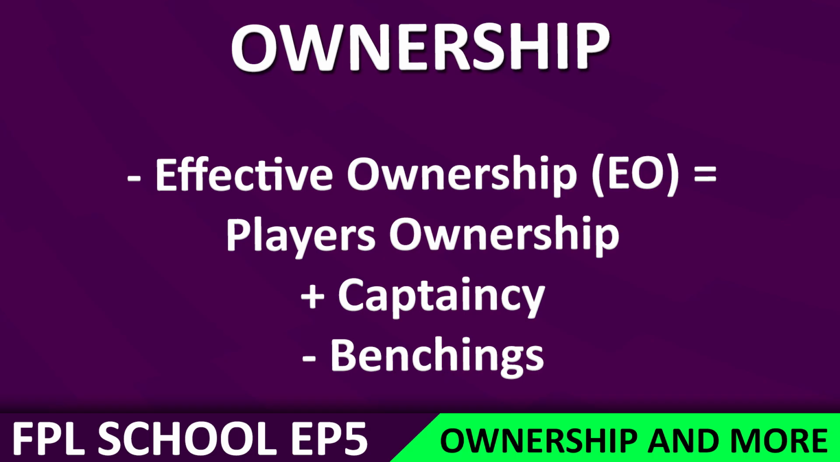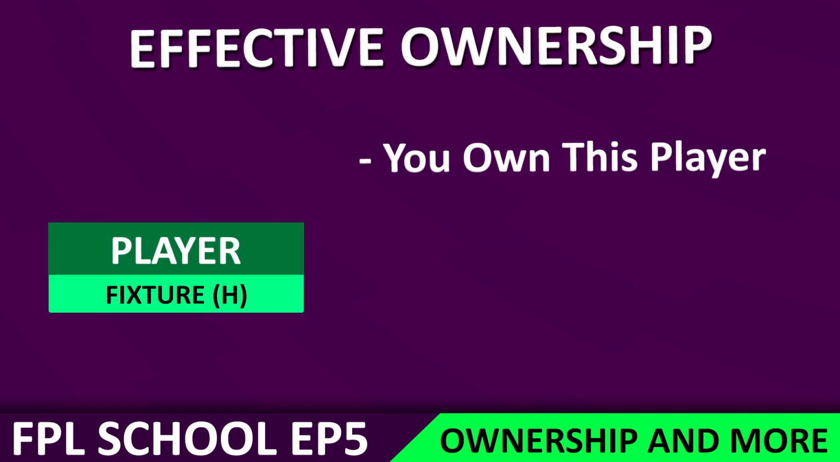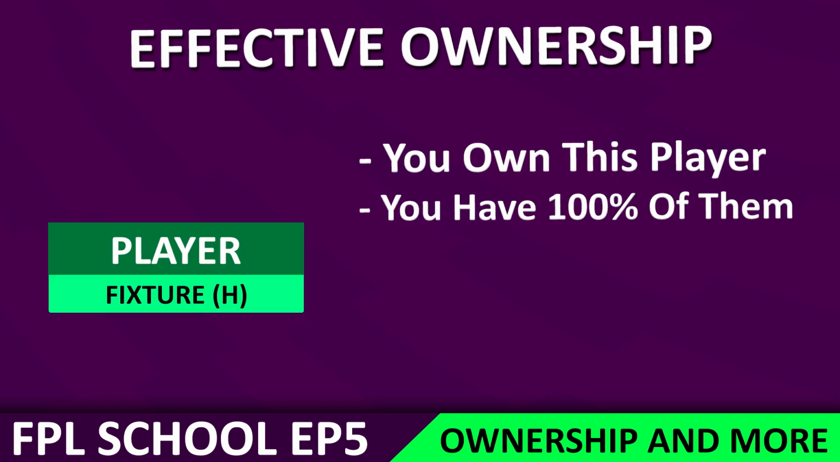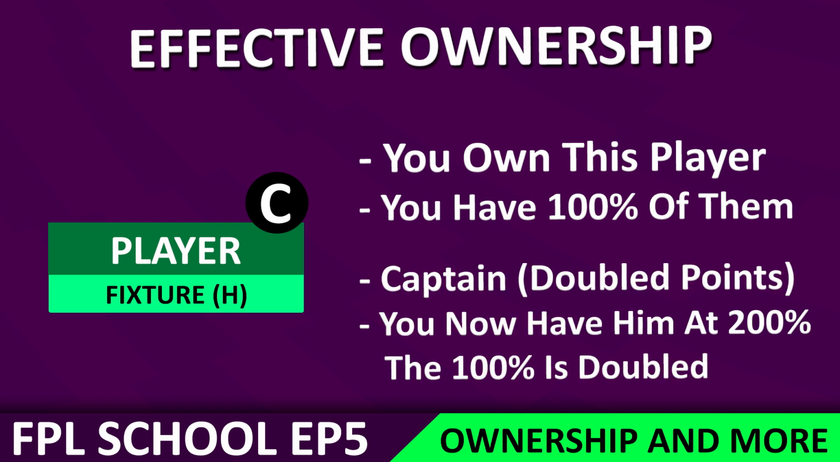Effective ownership, which is effectively the player's ownership plus his captaincy, but also minus benching as well. Now, how that works is, if you have a player, you have him at 100%, right? You get 100% of his points. But if you captain them, because the points are doubled, you technically now have him at 200%. And even 300% if you triple captain him as well.